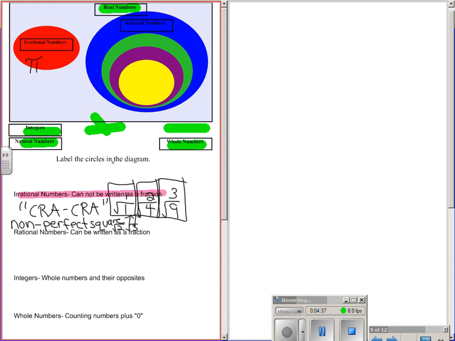So say it's a non-perfect square, that would fall into the category of irrational. Notice it's out there all by its lonesome. So if it's irrational, it's irrational. The number doesn't fall into any other category.